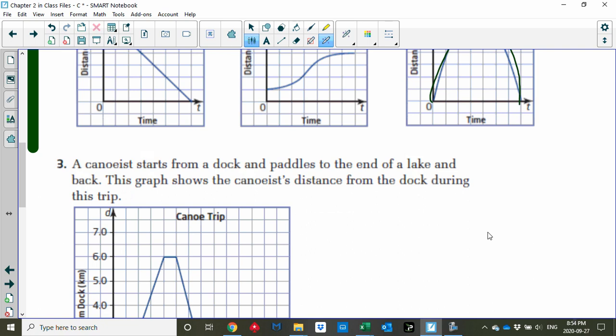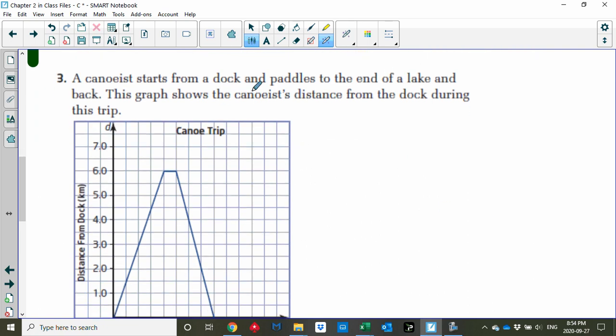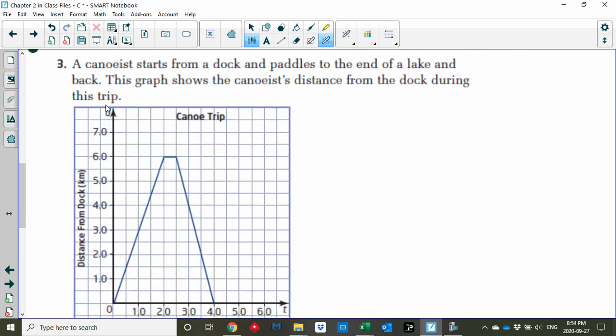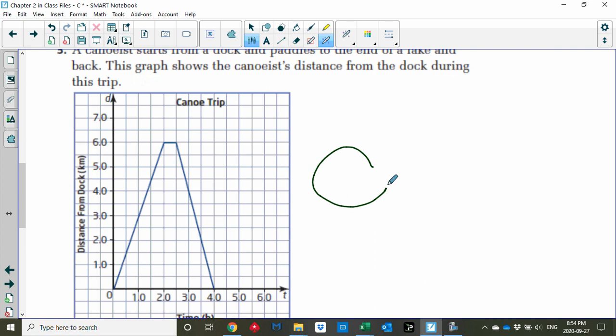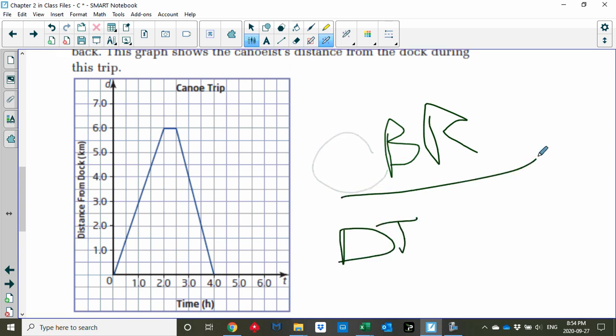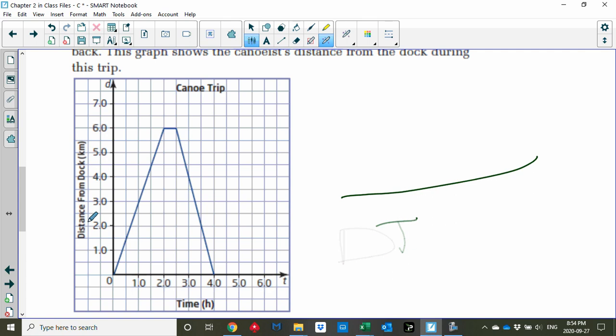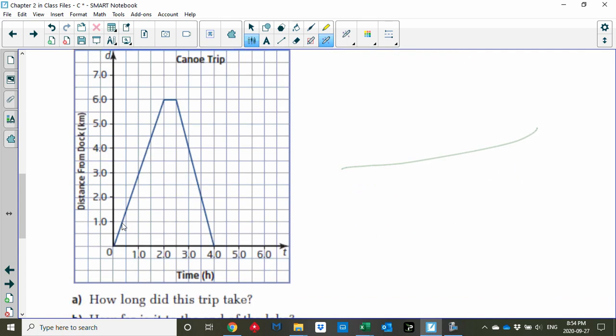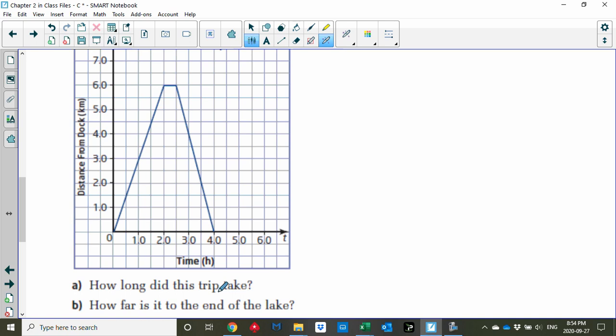All right. A canoe starts from a dock, paddles to the end of the lake and back. Notice here, this is not a CBR. This is not the motion sensor. This deals with the distance from a dock and the time. This is still a DT graph. It just doesn't deal with the motion sensor like in class. It deals with time in hours and you paddling a canoe away from a dock in a lake, maybe a cottage of some sort. So if we take a look at the questions, how long did this trip take?